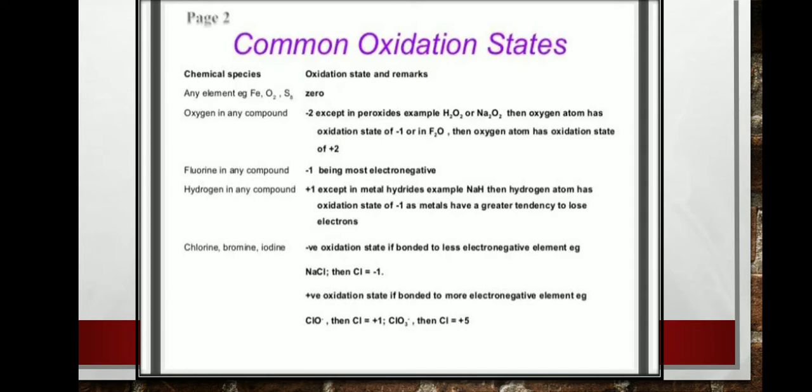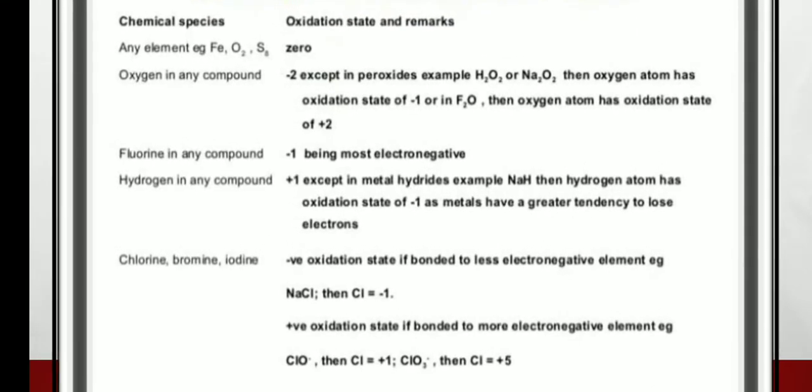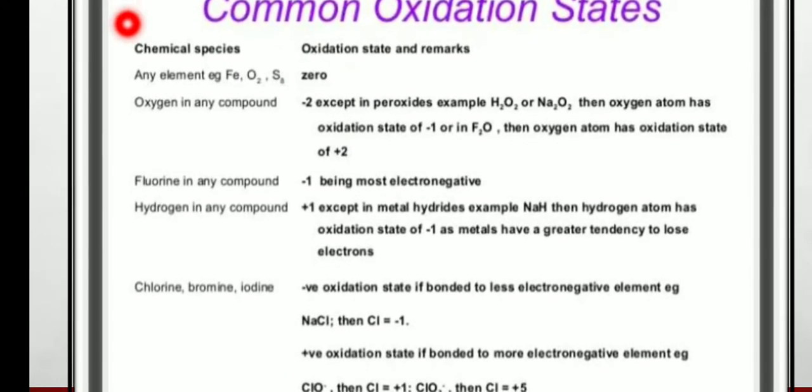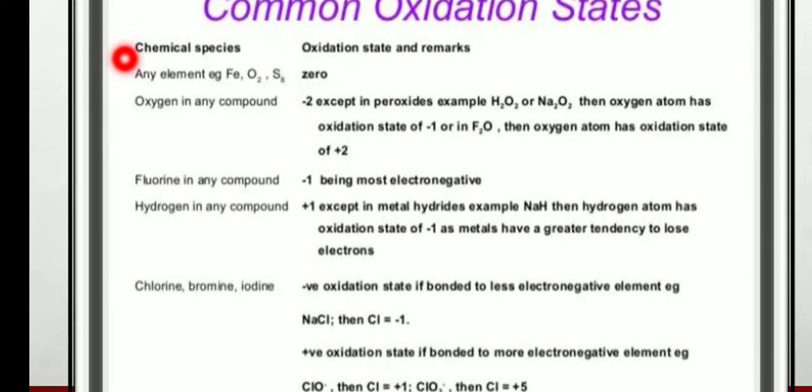Common oxidation states. First one, chemical species, oxidation state and redox. Any element, for example iron, oxygen, S8 means sulfur, is 0. Any element has oxidation number or oxidation state 0. Oxygen in any compound is -2 except in peroxide, for example H2O2 and Na2O2 are peroxides.